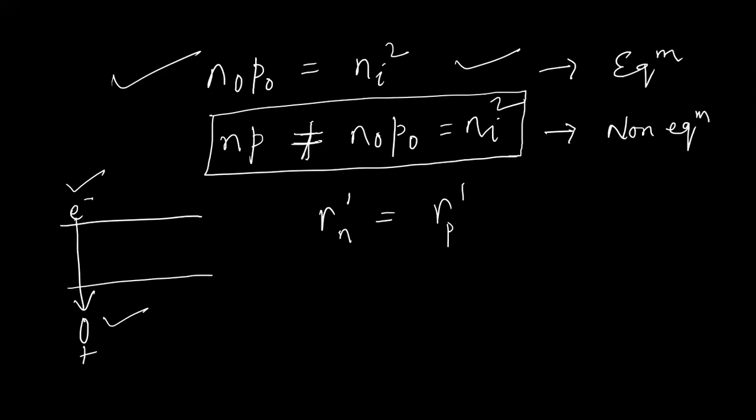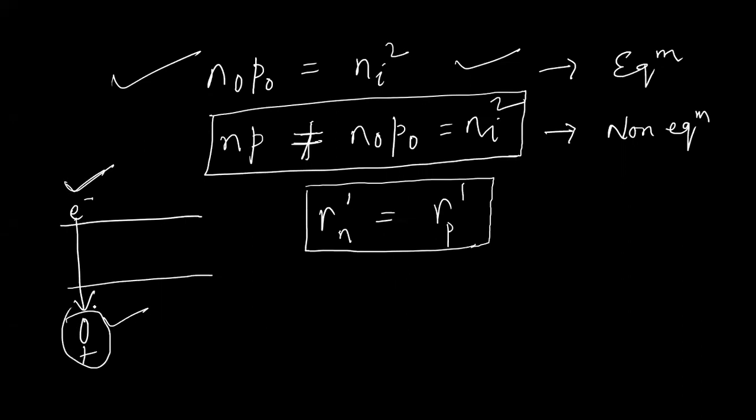So now the rate at which electrons recombine must be proportional to the electron concentration and hole concentration. If there are no electrons or holes, there can be no recombination.